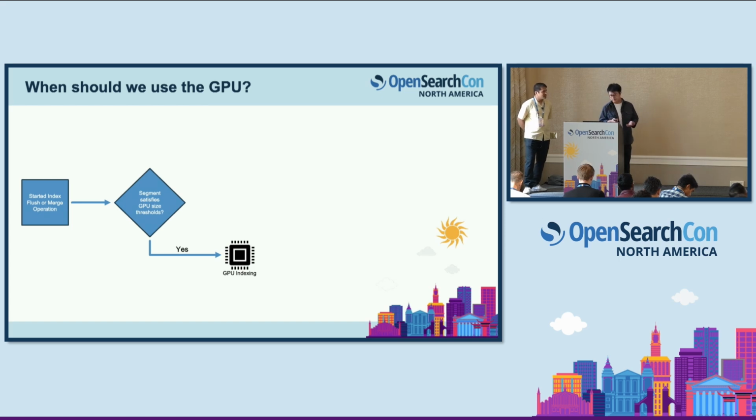So if all of our thresholds are satisfied, which I'll talk a little bit more about in just a minute, we go down the GPU path. If not, let's stick with the CPU. Then the second question from the last slide is, what happens if something goes wrong?